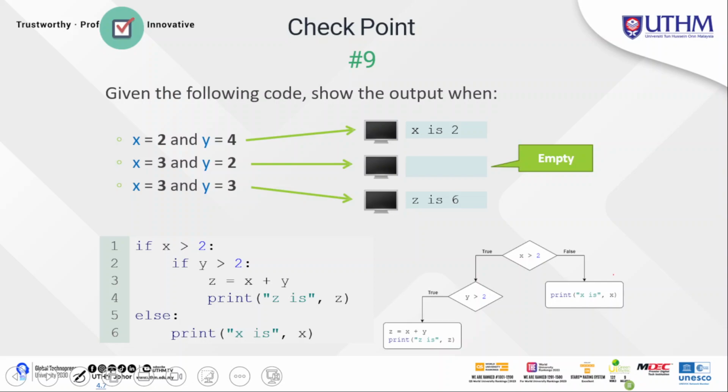You can see the flow chart. So x is greater than 2, false means it will give you this output. True means it will go for another condition. If this condition is true, it will go to the process.